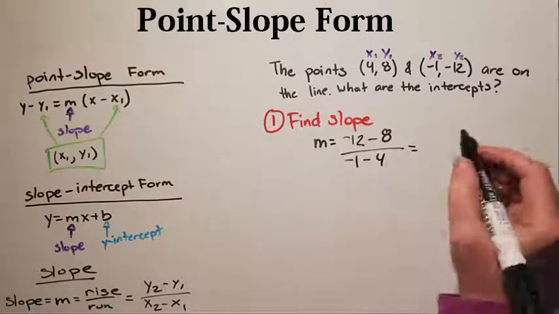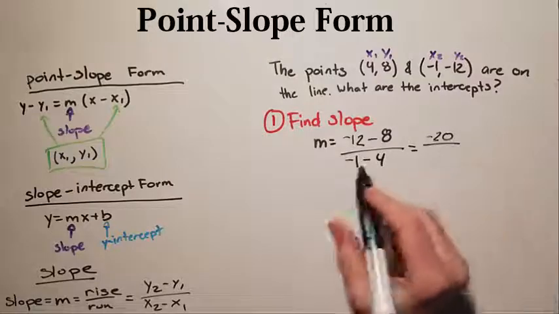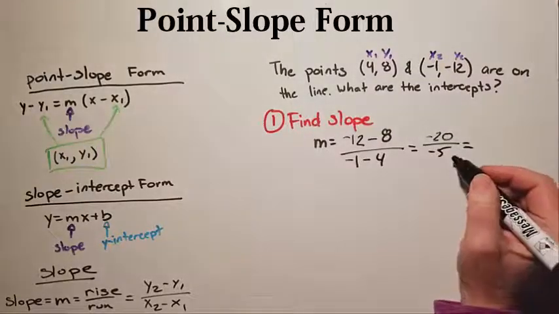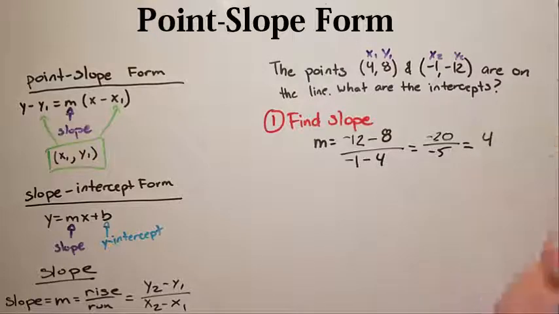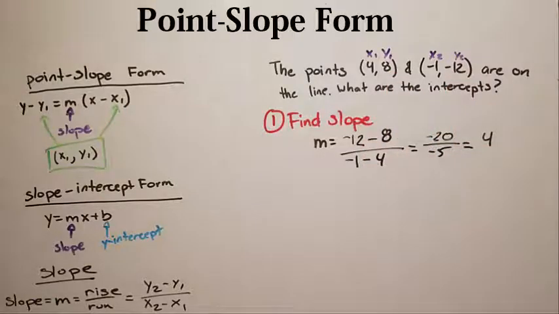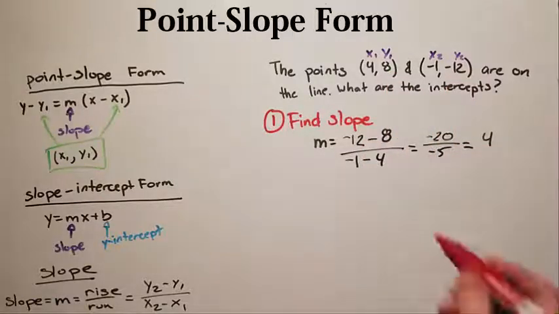And -12 minus 8 is a -20. -1 minus 4 is a -5. Negative 20 divided by negative 5 simplifies down to positive 4. So my slope is a positive 4. Now that I have a slope, I also have a point. I can go ahead and put this into point-slope form.